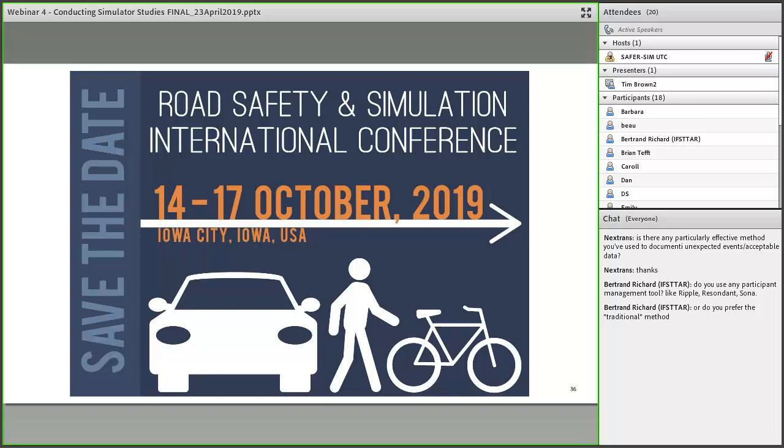So there are tools out there. I encourage you to look at Ripple. It does have a lot of value, but the traditional method of using your own tools and your own spreadsheets does work. So, any other questions?